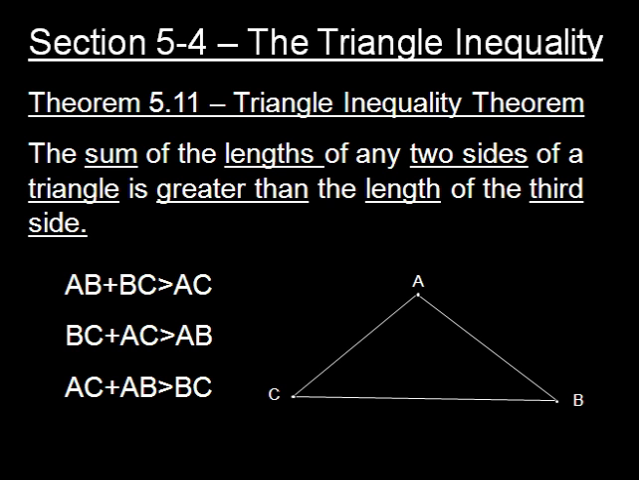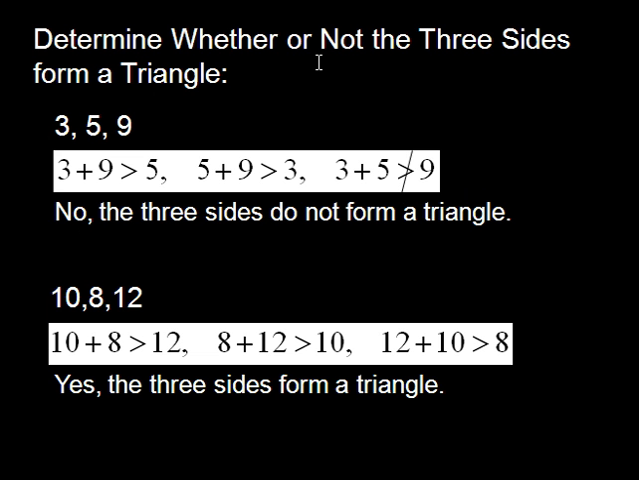So let's look at a couple examples and see how this works. We're going to determine whether or not the three sides form a triangle. So if I have sides 3, 5, and 9 in measurement, we'll go through and check. Any two must be greater than the third. So 3 and 9 added together gives you 12. 12 is greater than 5. That works. 5 plus 9 added together gives you 14. 14 is definitely greater than 3, so that works. However, 3 and 5 added together gives you 8. It is not greater than 9. So these three sides would not form a triangle.